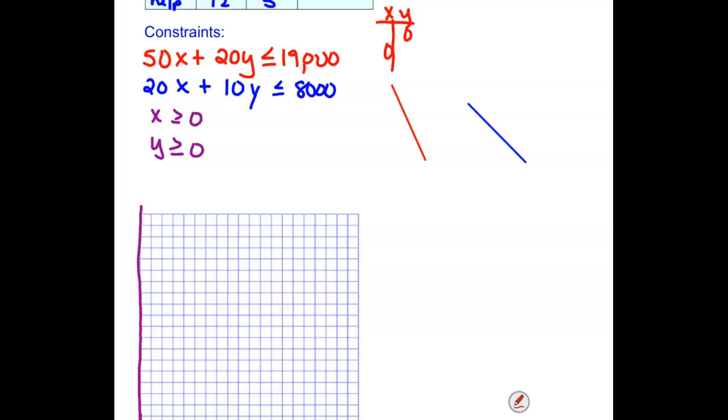So if we substitute 0 in for Y, we have 50x equaling 19,000, which would get us 380. And if we put a 0 in for X, meaning we take no food, just clothing, we could fit 950 boxes of clothing, just for the weight requirement. For the volume requirement, if we take no clothing, we can fit 400 boxes of food, and if we take no food, we could fit 800 boxes of clothing. So we need to look at how we can graph this information.